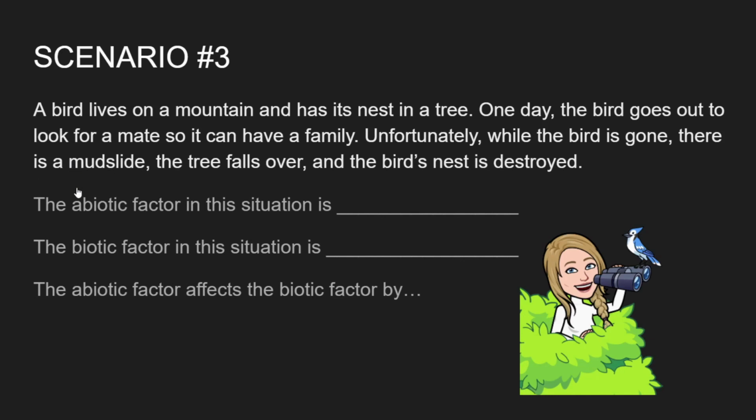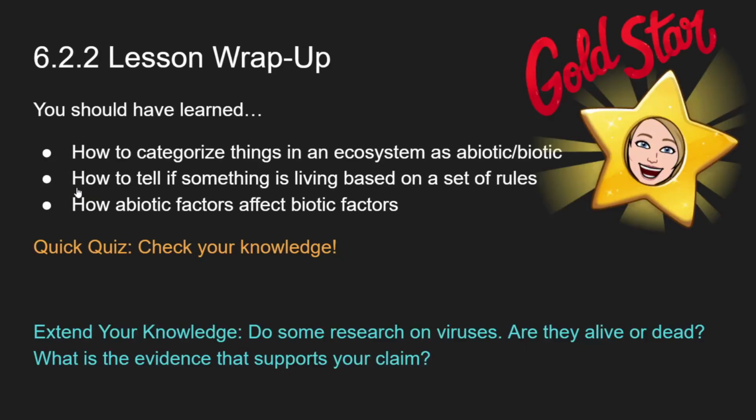All right, well, that's it for today. During today's lesson, you should have learned how to categorize things in an ecosystem as abiotic and biotic, especially using the rules we learned, right? Whether something is living. You should also be able to tell how abiotic factors affect biotic factors.